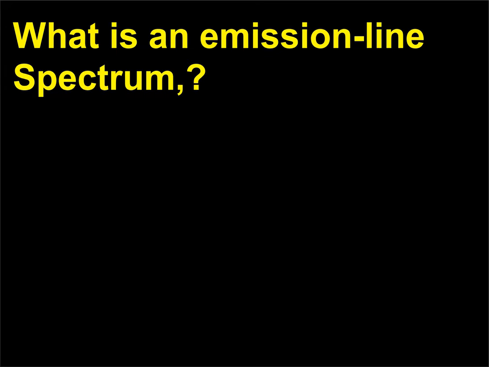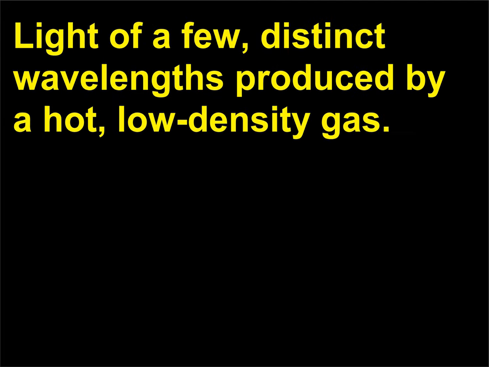What is an emission line spectrum? Light of a few, distinct wavelengths produced by a hot, low-density gas.